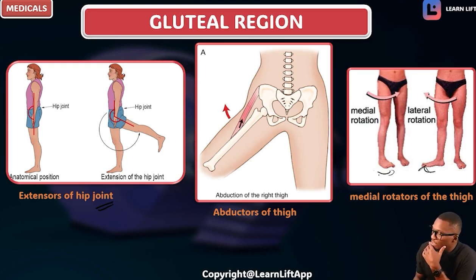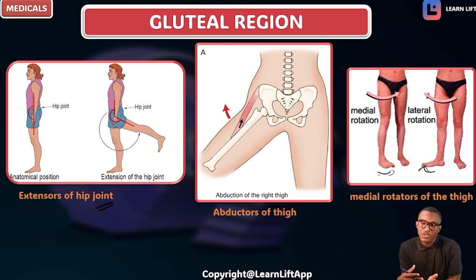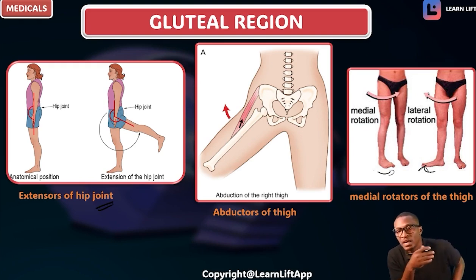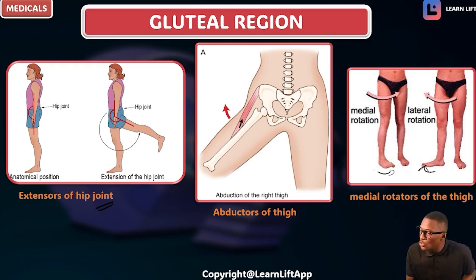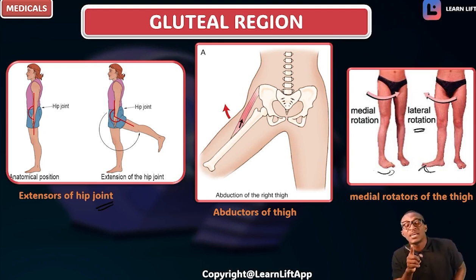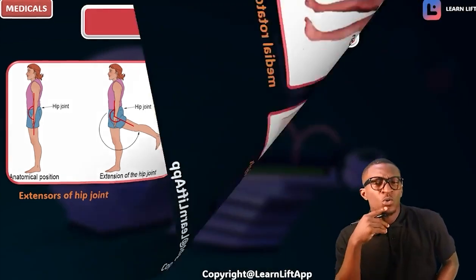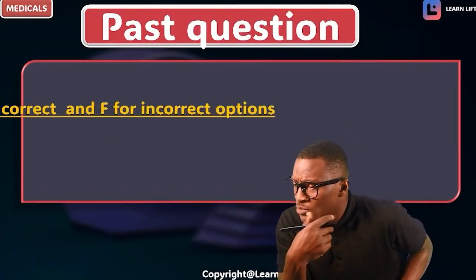Towards the midline, medial rotators; lateral rotators, away from the midline. And who does lateral rotation work? We said lateral rotation is done by the deep muscles. But medial rotation, abductors, and extensors of the hip joint are done by the superficial muscles. Do you understand that? Now let's take on the two past questions again.